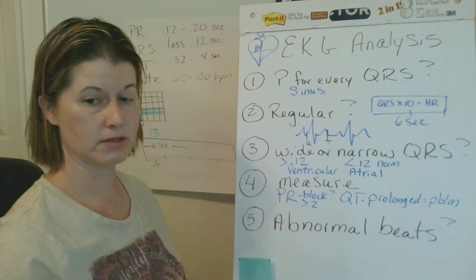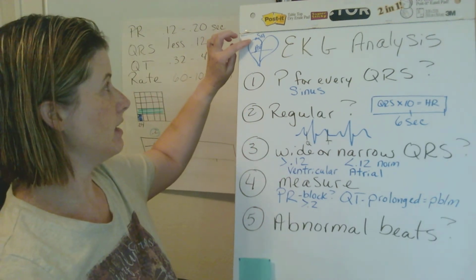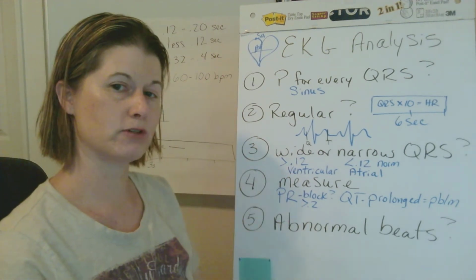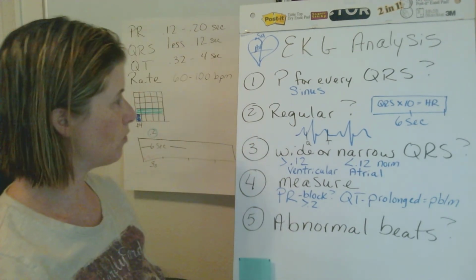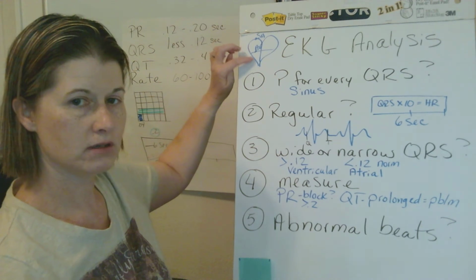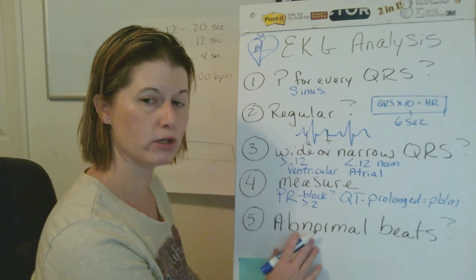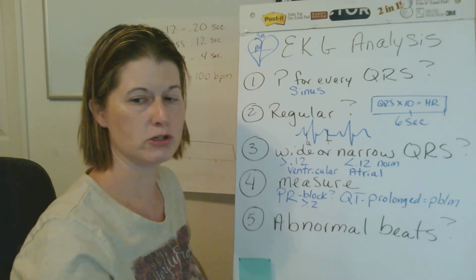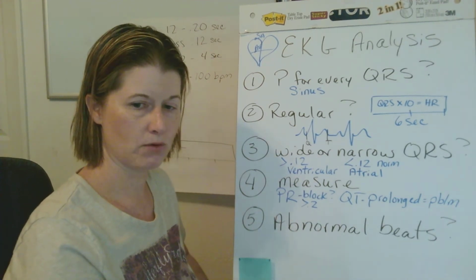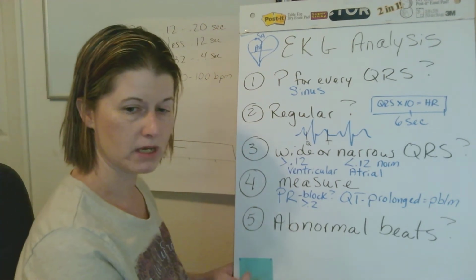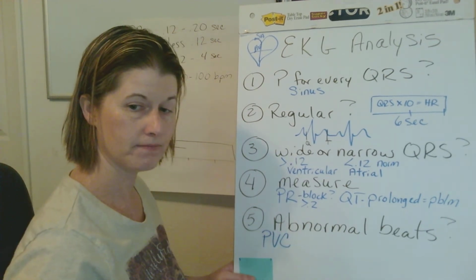And then, do I have any abnormal beats? Is there a beat that doesn't look the same? Another really important rule is every cell, as it produces electricity, the picture we make is unique to that cell. So if we have multiple cells firing electricity, they will all make a different picture. The waveform will look different. For example, a premature ventricular contraction is going to look very different than your other beats. Let me give you an example, because PVCs, or premature ventricular contractions, are one of the most common things that we see.